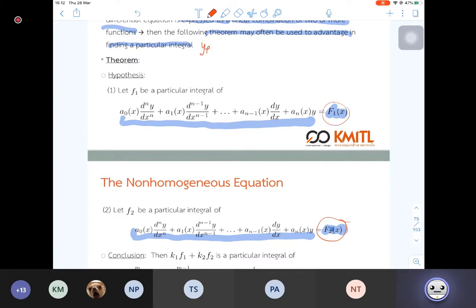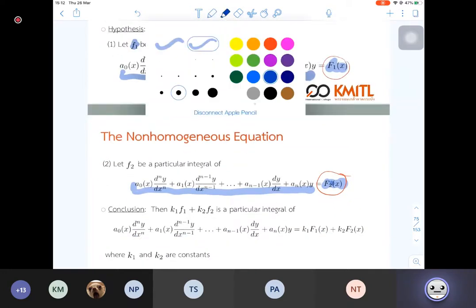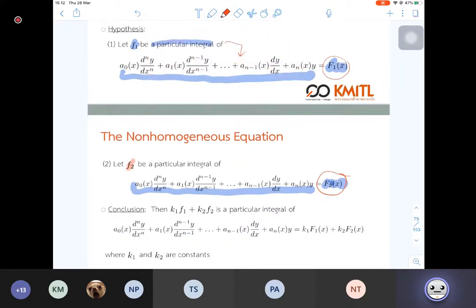And this is the theorem set. You have f1, which is a particular integral, or yp, of these equations, right? And you have f2 as a particular integral of this equation.